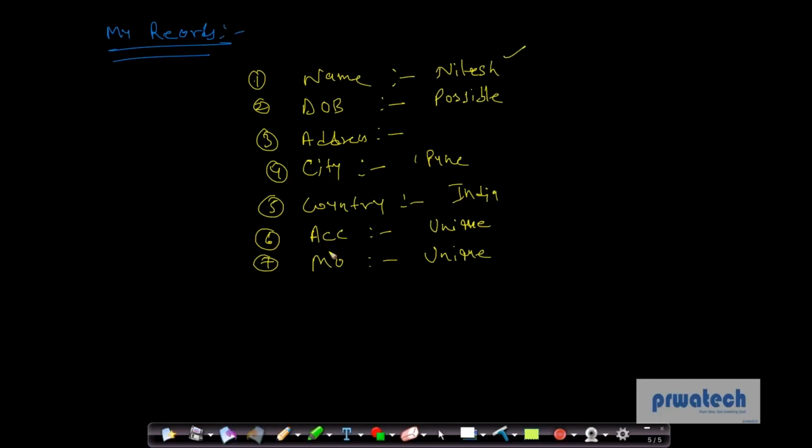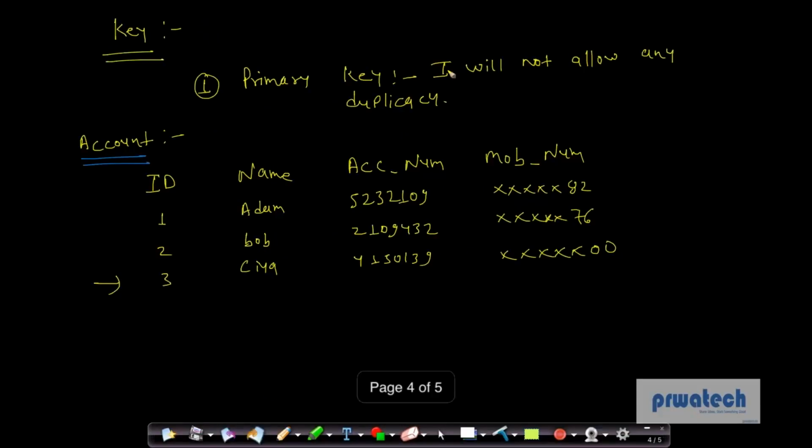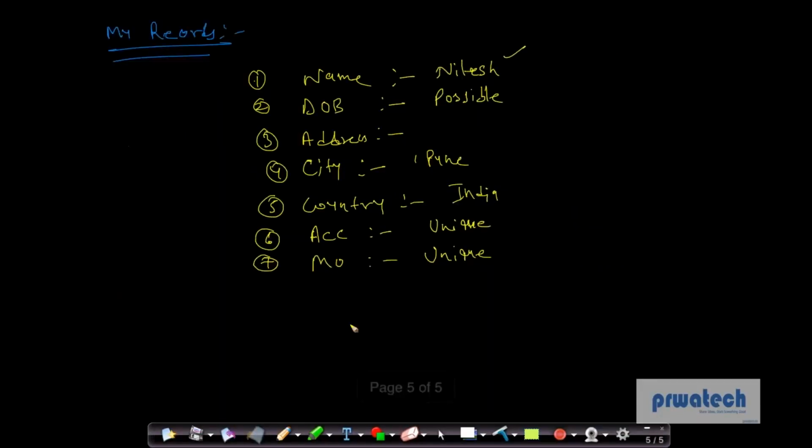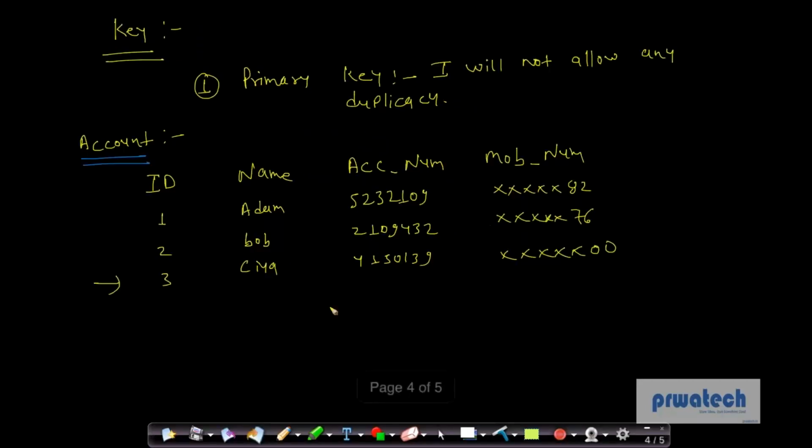so that you can have a filtration over your records. So primary key is what? I will not allow any duplicacy. And obviously, if I make this account number or mobile number a primary key, there is not even a 0.0001% chance that the account number or mobile number is assigned to two different people. This is not a case, right? In a general scenario.